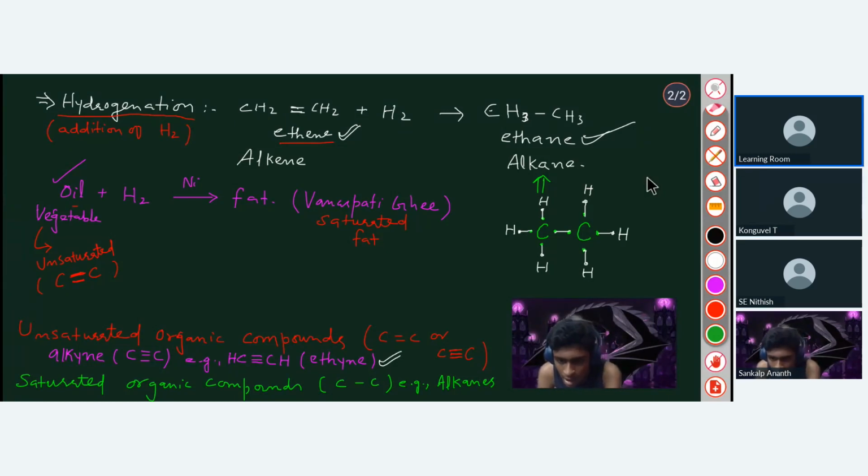Hydrogen cannot form a double bond. It has only one electron, so it can't form a double bond or a triple bond. A triple bond means three electrons fusing with the other three electrons in the carbon. Exactly.